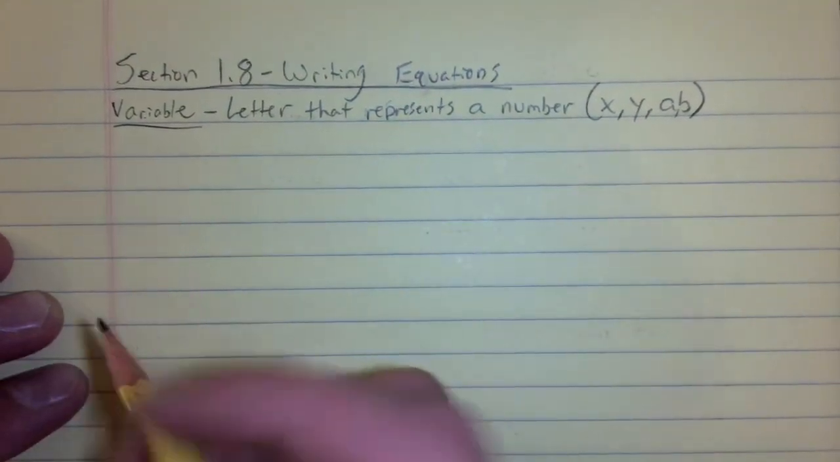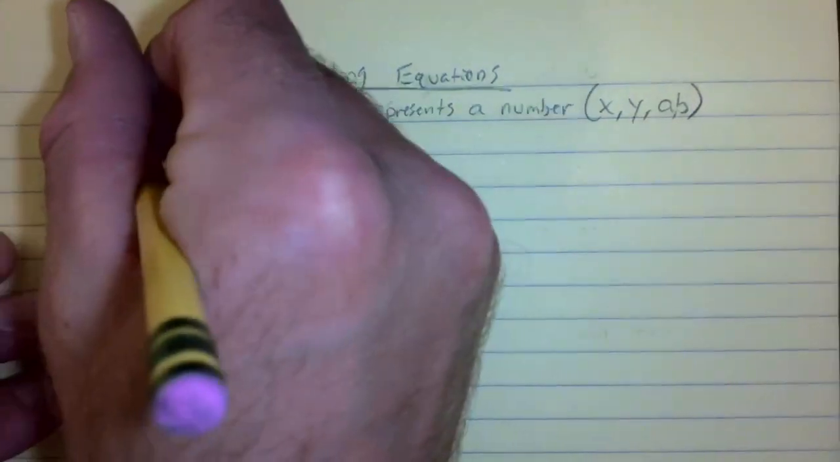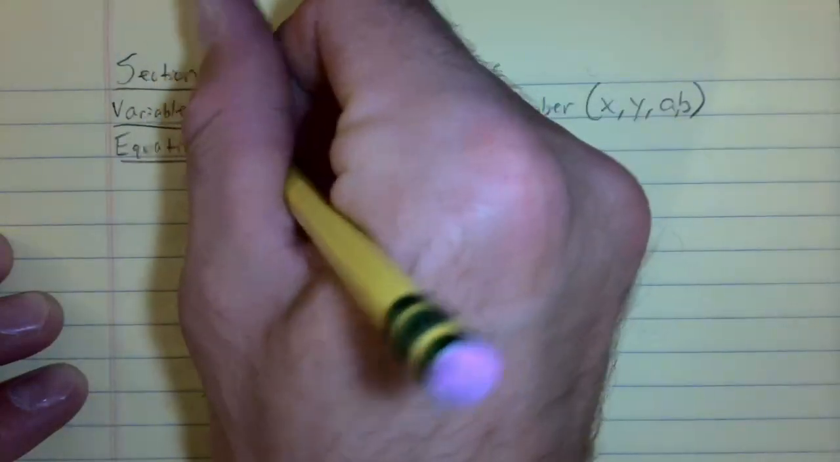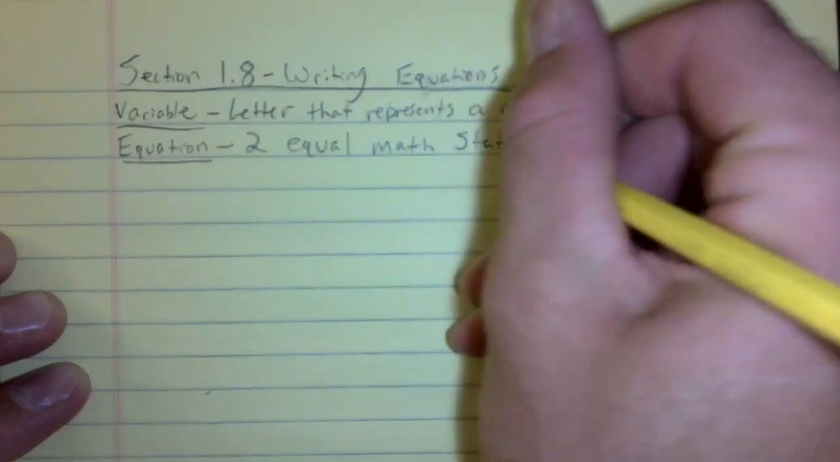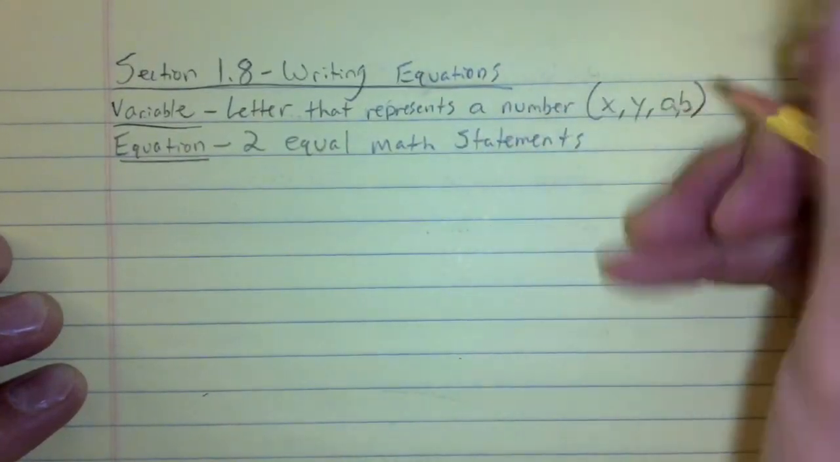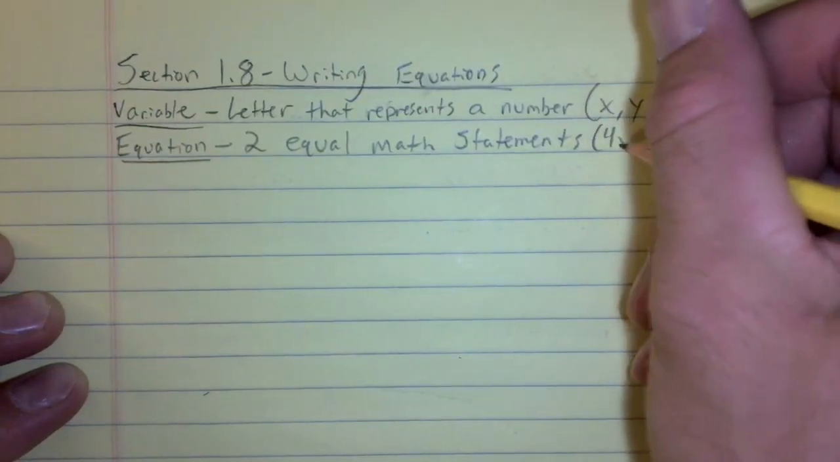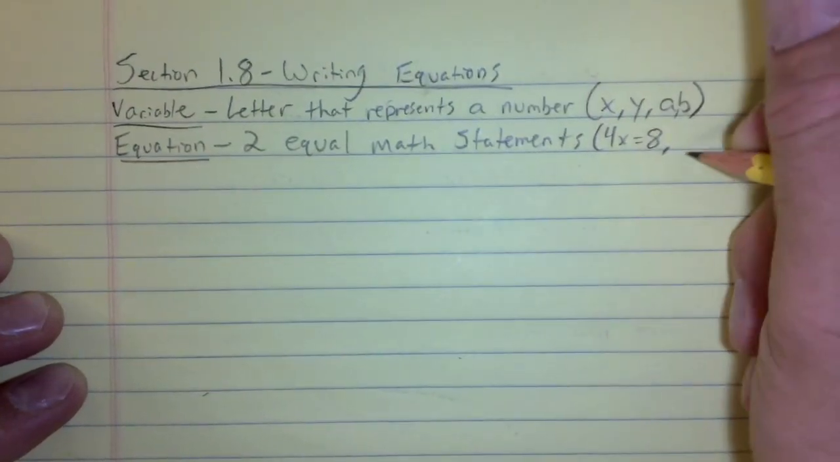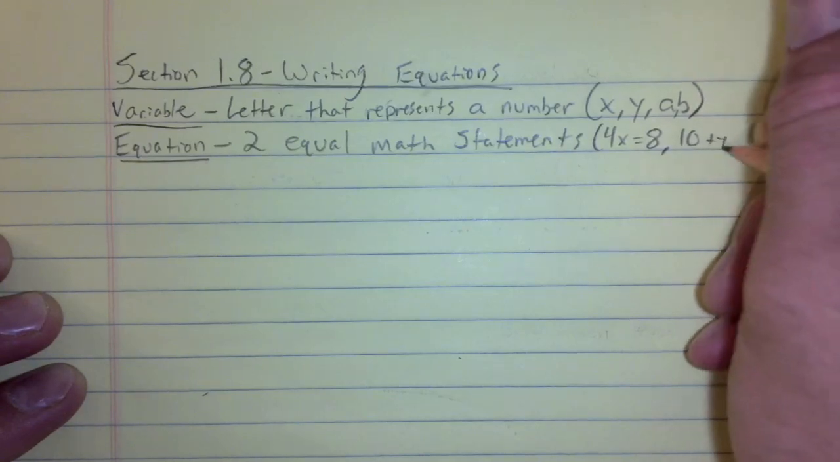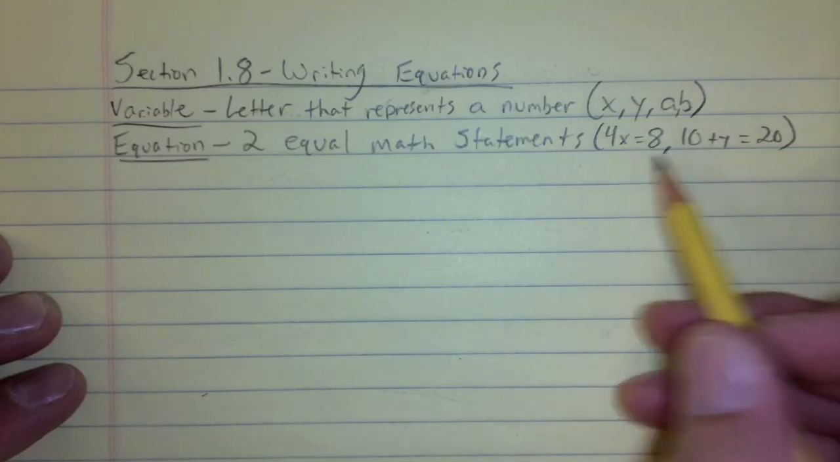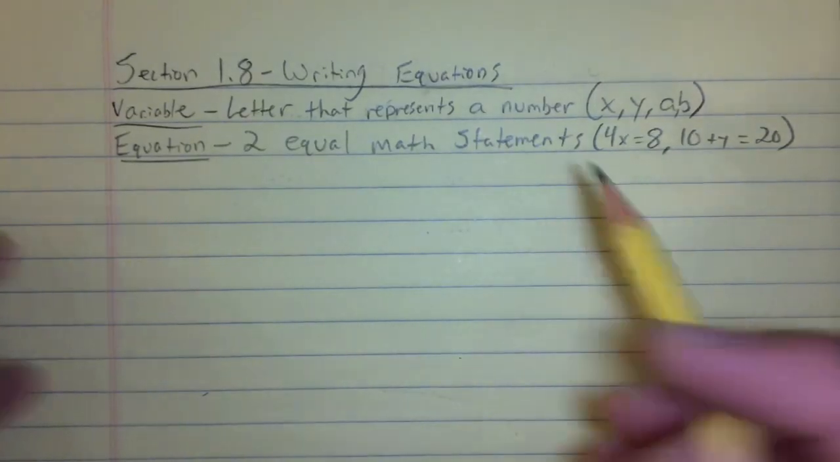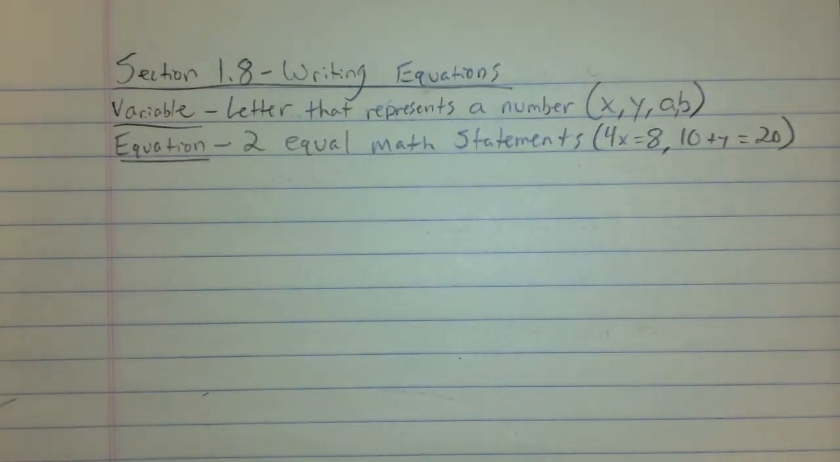Now, when you look at variables, we see these in equations. Well, what is an equation? Well, an equation is two equal math statements. They're equal to each other. For example, 4x equals 8, and 10 plus y equals 20. Now, what are the steps to write equations?